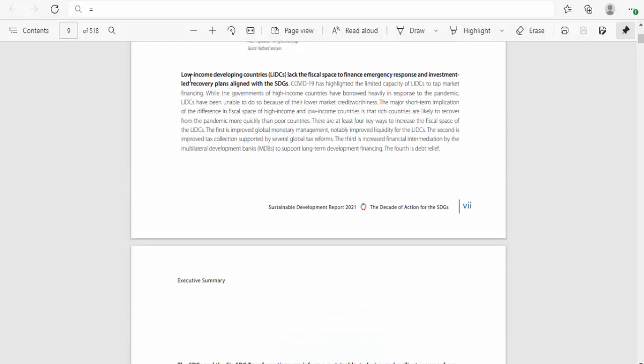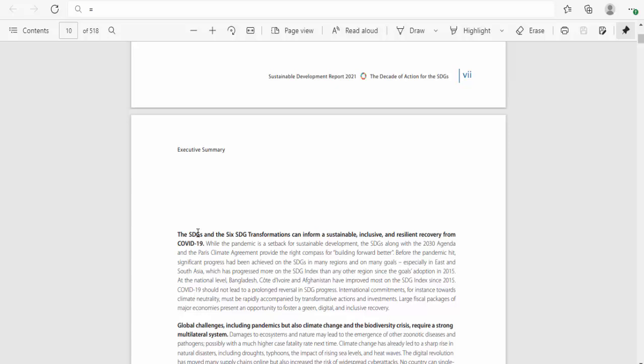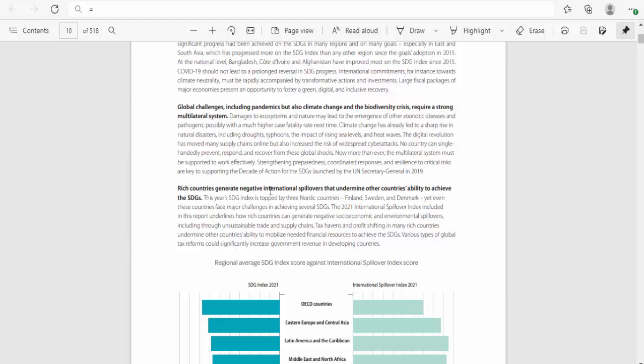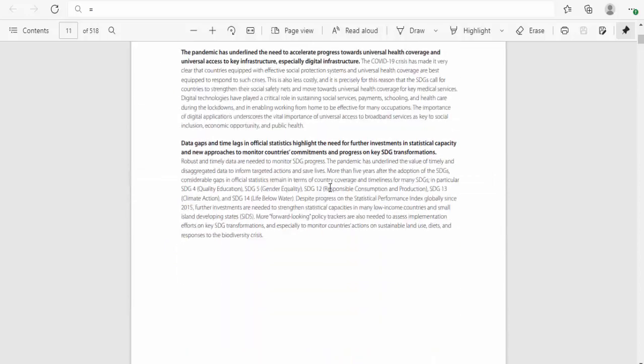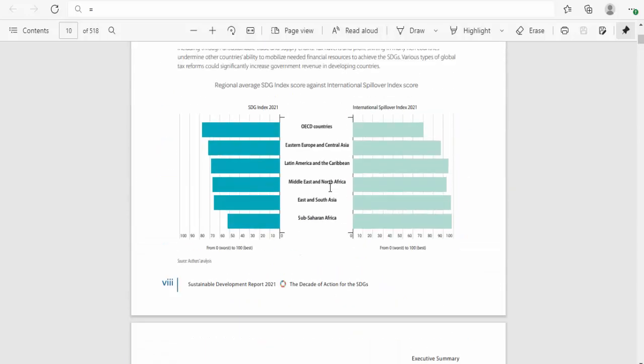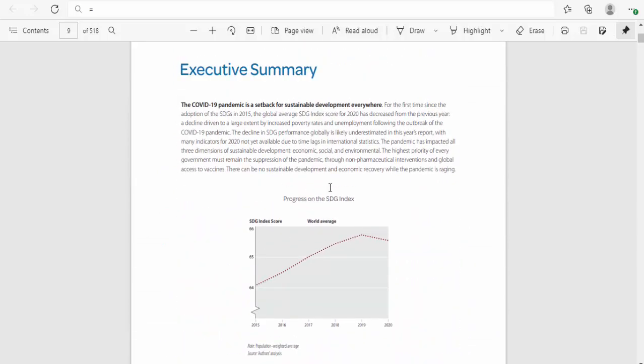And then they talk about the low income countries in the executive summary. The SDG and the six SDG transformations can inform sustainable, okay, this and that. Global challenges including pandemics. Rich countries generate negative international spillovers, okay. All right, so essentially, I think for today's discussion, let's just focus on the executive summary, okay.